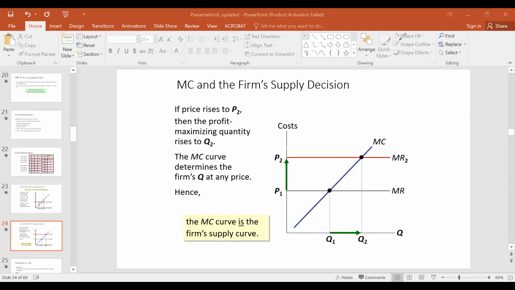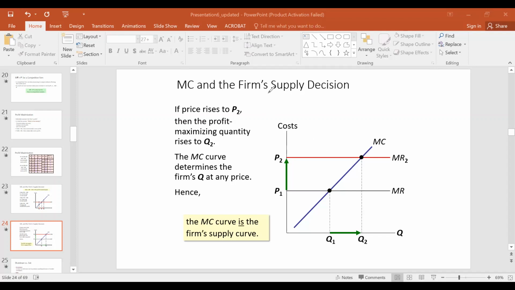Now I want to know the supply curve. What does the supply curve look like? It turns out that the supply curve is just the marginal cost curve. There is a caveat. We'll later talk about that. But the supply curve is just the marginal cost curve above the average fixed cost. Okay, let's keep going.